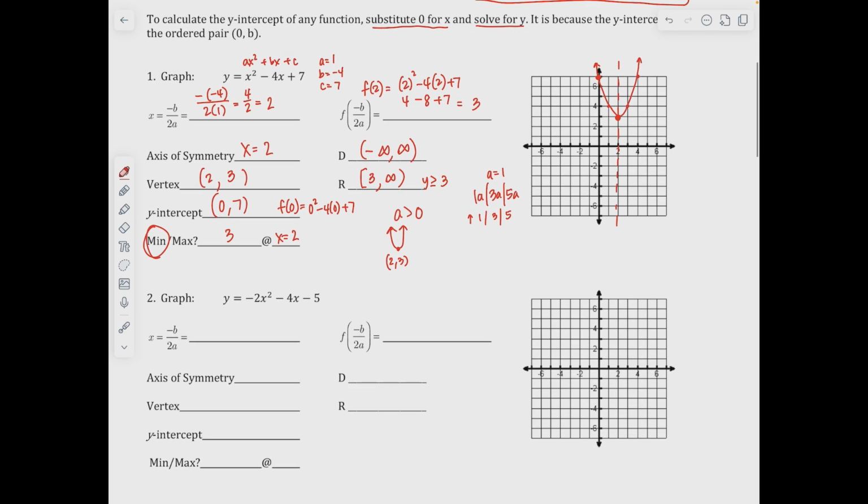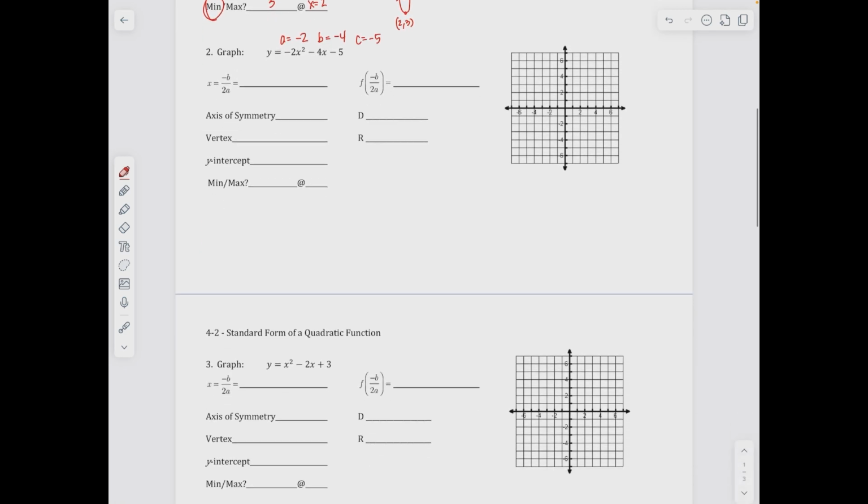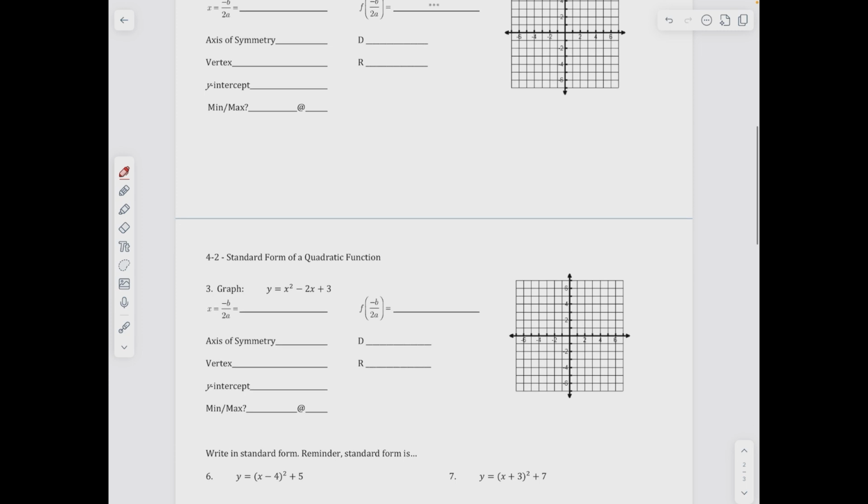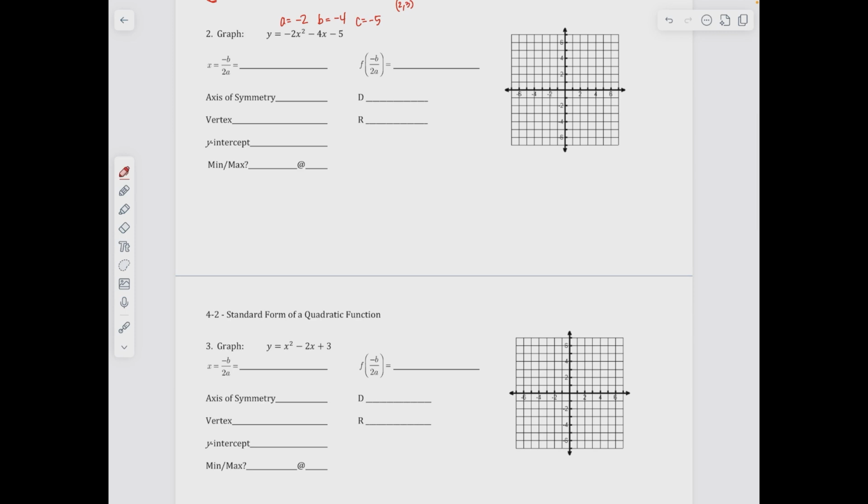So what I want you guys to do is I want you to try number 2. Okay, in this case, just to make sure, we start off on the same. A value is negative 2, B value is negative 4, C value is negative 5. So let's try number 2, and then also turn the page. Let's try number 3 as well. Okay, so pause here, and let's give 2 and 3 a try. Let's see how we do.